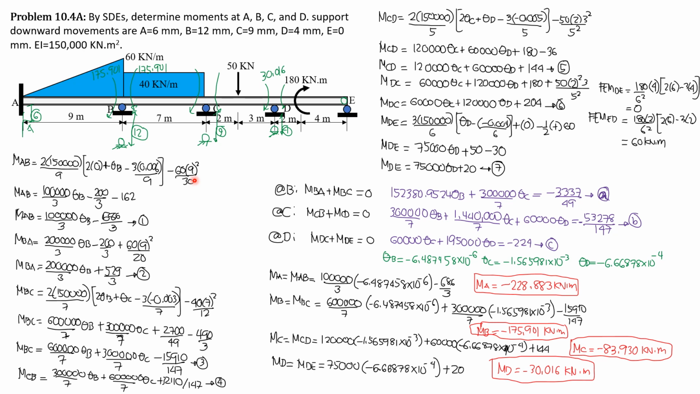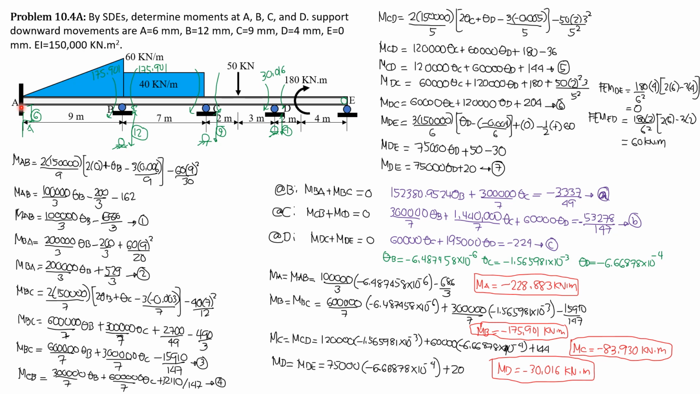For a segment of the beam with expected moments at both ends, we have 2EI over L quantity 2 theta near plus theta far minus 3 times delta over L, then plus fixed end moment at the near end. If the far end has zero moment, like in this case here at E, then the equation is moment near is equal to 3EI over L quantity theta near minus delta over L, then plus fixed end moment near minus 1/2 fixed end moment far. The explanation and the derivation of the formulas are in the lecture video of the slope deflection equations.